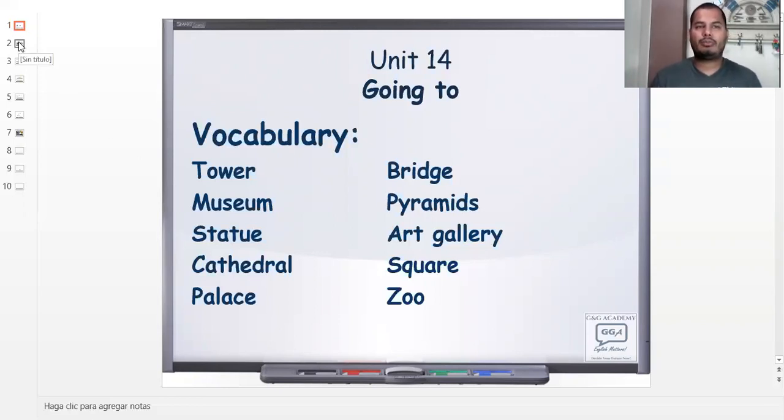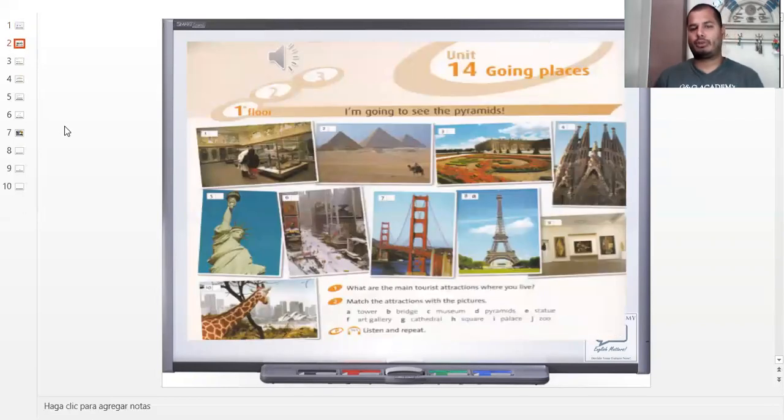On exercise number 2, I want you to check exercise number 2. We have the instructions: match the attractions with the pictures. So what we are going to do is to look at the word and use one of the letters to complete the spaces in the pictures. I am going to help you so you can advance a little bit faster, okay? If you want, you can pause the video and complete the exercise, then click again and you can check.